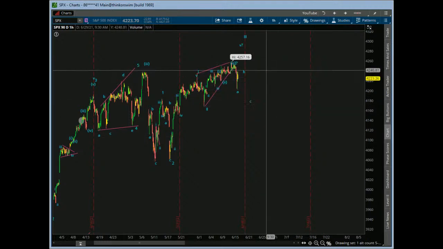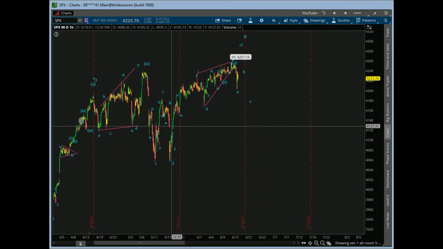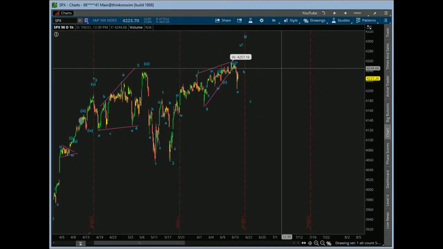So let's see if that holds. If it does, cool. If not, look for a potential pullback a little bit deeper, and then we'll see where we go from there. Don't forget, guys, we got an open gap down here too. We got a couple other ones below. So we'll see how that goes.